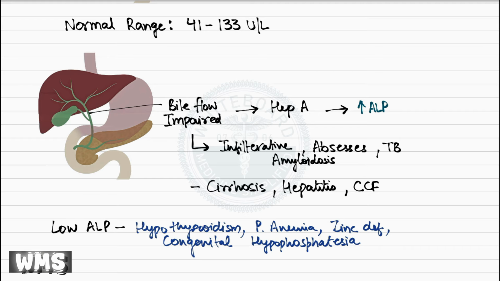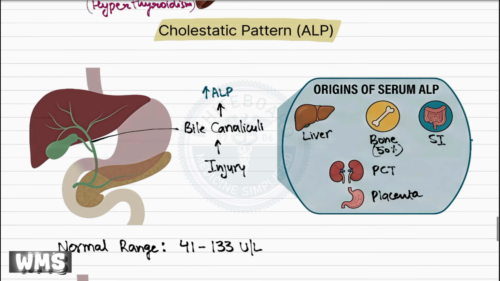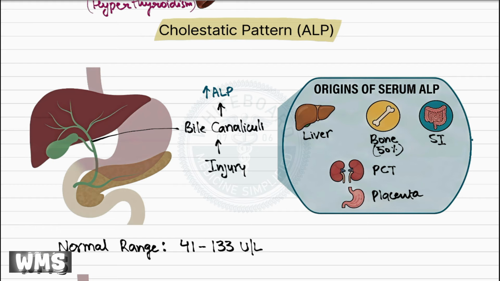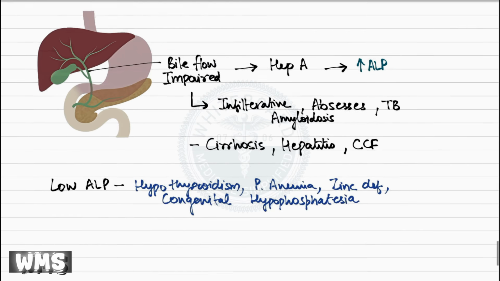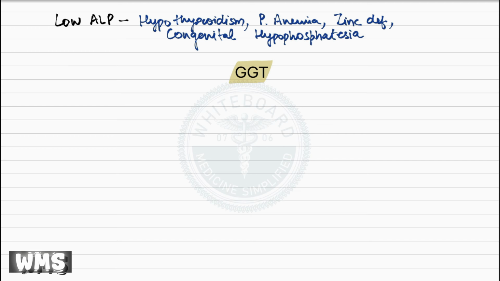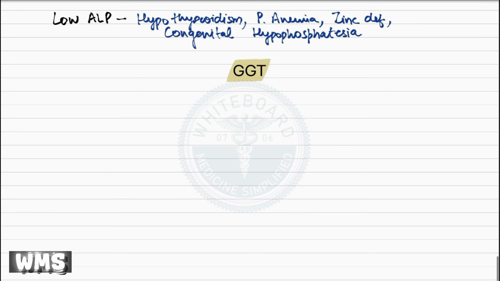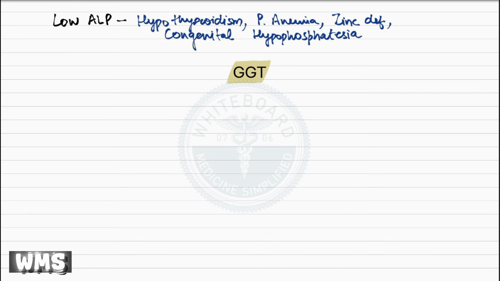Physiologically, ALP levels increase during the third trimester of normal pregnancy due to placental production. Clinically, one of the common challenges is differentiating whether a raised ALP is coming from the liver or bone, and in such cases, measuring gamma-glutamyl transferase becomes very useful. Gamma-glutamyl transferase, or GGT, this is another important cholestatic marker.